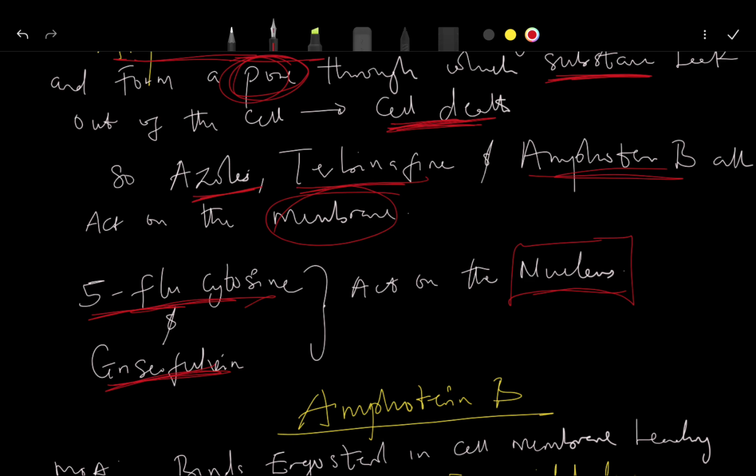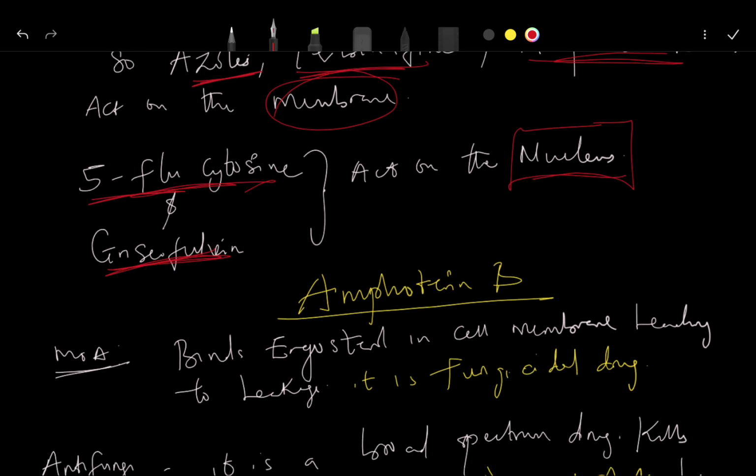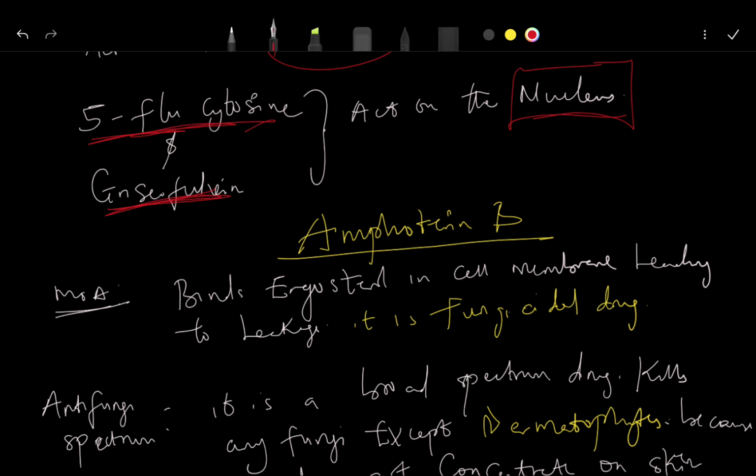Now let's start with amphotericin B. From the last time we discussed it, we said what? It creates pores on the membrane. It binds to ergosterol and creates pores on the membrane, making the membrane leaky. And it is a fungicidal drug.